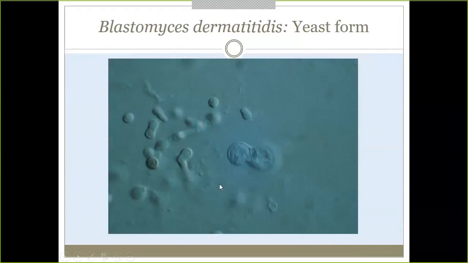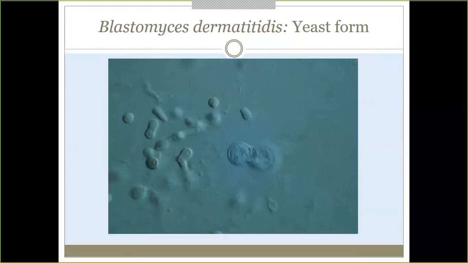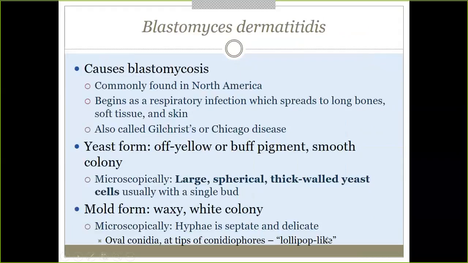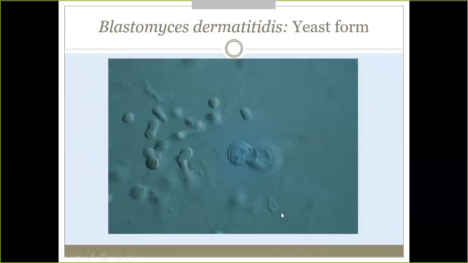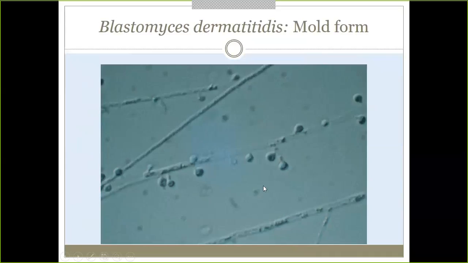And I'm going to show you, that's not the best look. Here, this is a better look. You can see how thick those walls are on the yeast here. So that is unique. And I do want you to remember this image on how to identify Blastomyces in the yeast phase. As far as the mold phase goes, they said to have a lollipop-like look. I'm not going to test you on that image. I'm going to test you more on the yeast image. But there's the mold image if you were curious.